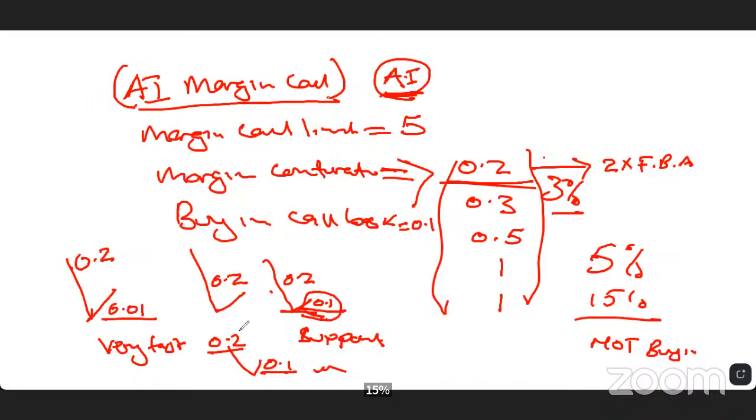Here, I'm doing risk management. Here, I want my robot to buy very fast.